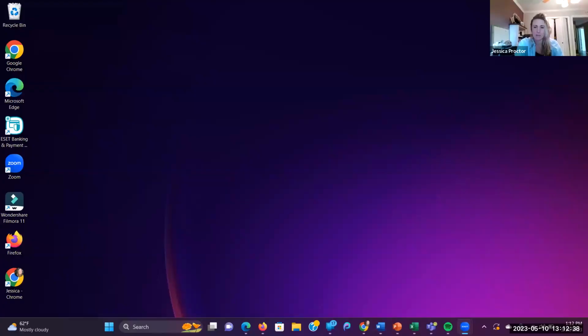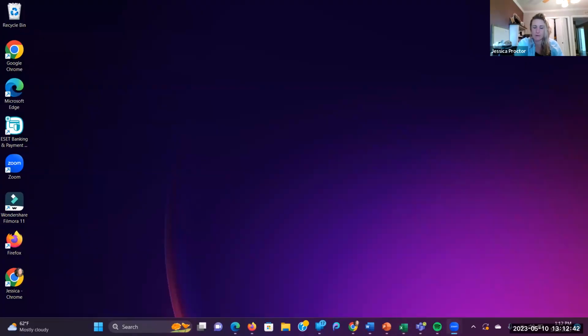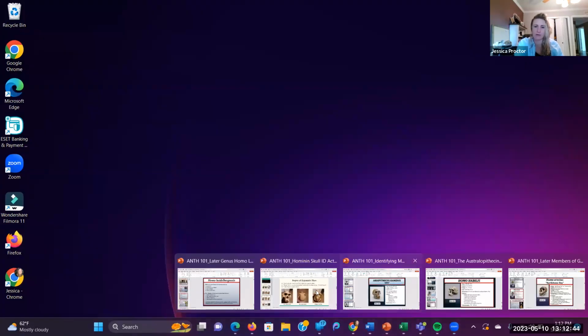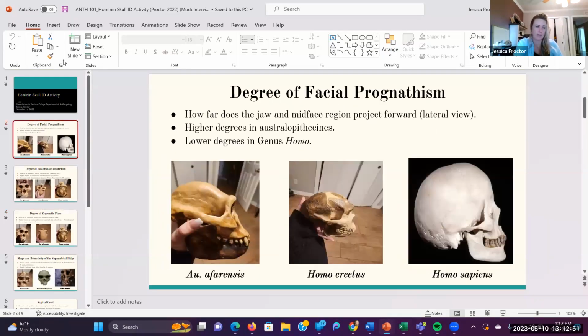About anatomy a little bit, because I noticed on that poll, a lot of you missed the questions that were related to anatomy. So let's take a few moments and just make sure that we remember what each of these traits are and how to identify them. Okay, so let's talk about the features.